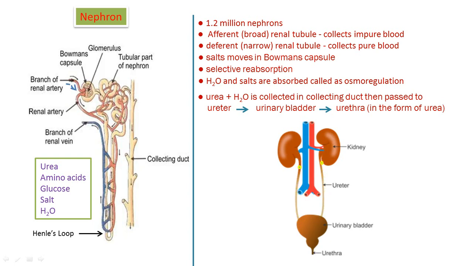When the urinary bladder becomes full of urine, the wall of the urethra will open, and how much water you drink, that much urine you will pass. If you drink less water, you will pass less urine. If you drink more water, you will pass more urine. This is the function of the nephron.